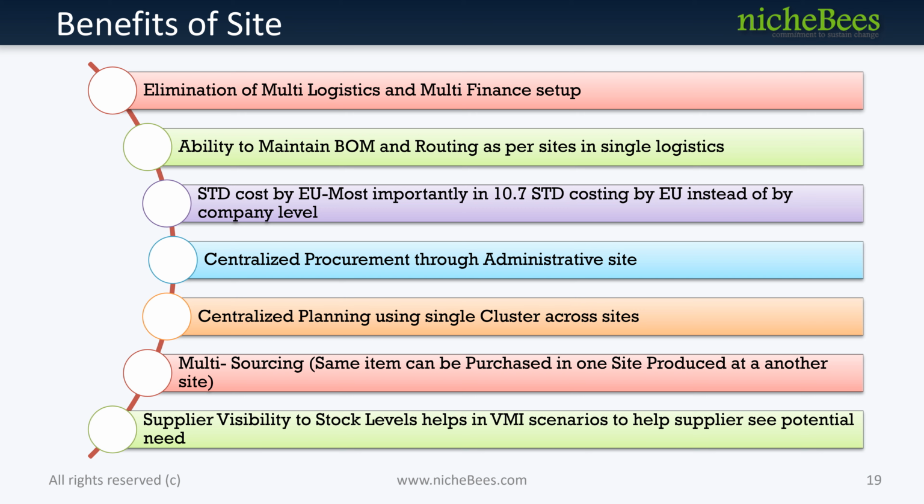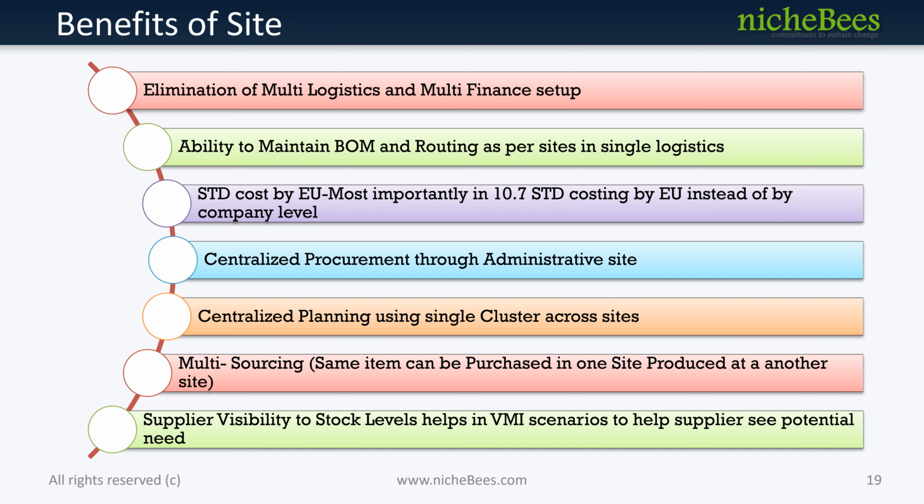What are the benefits of site? First, elimination of multi-logistic and multi-finance setup. Before 10.7, you needed to have more than one logistic company if there were different item structures. If this applies, then there would be different cost prices for the same item. Hence, you must have multiple logistic companies. But now, since BOM and routing can be maintained at site level, we can map through a single logistic and multi-finance.